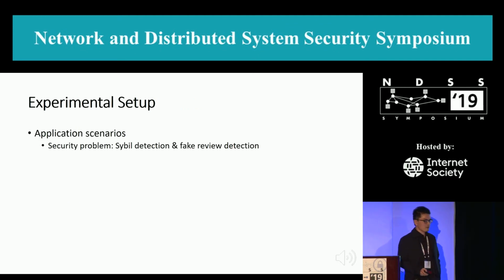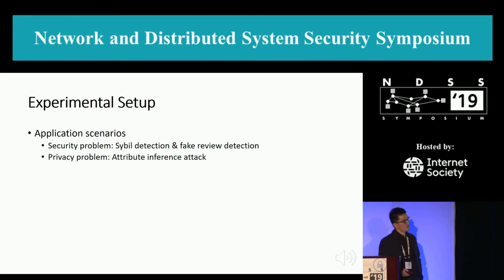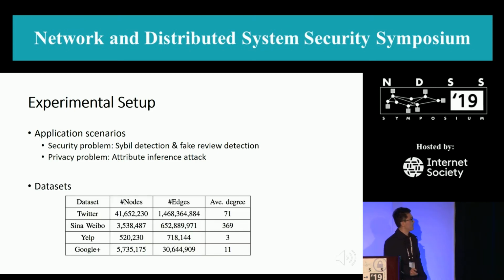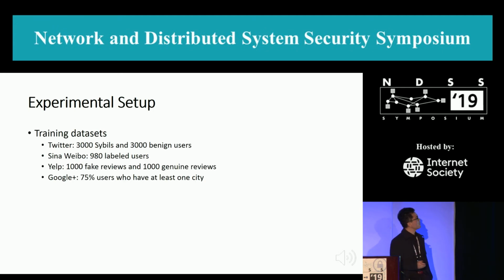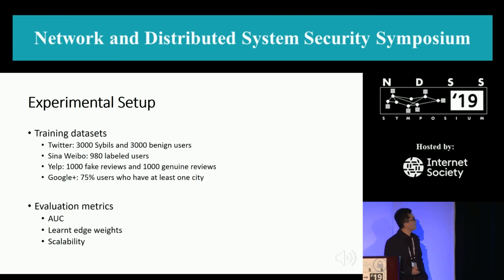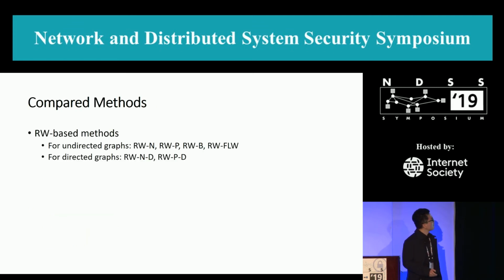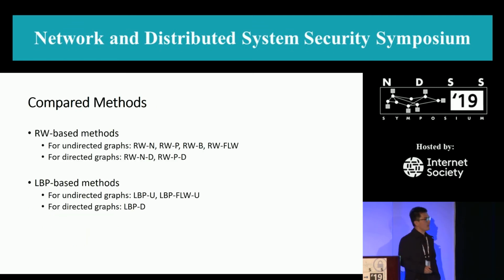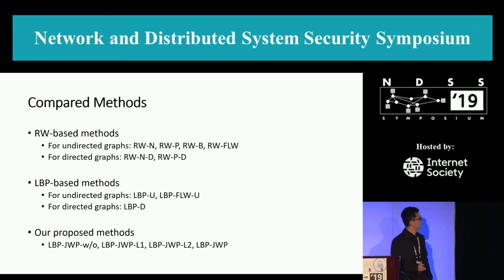The evaluation. For application scenarios, we use two security problems and one privacy problem. The security problems are Sybil detection and fake review detection, and the privacy problem is attribute inference attack. We use 4 real-world large-scale data sets, and we have the training data set. We also use 3 evaluation metrics. We compared with state-of-the-art random walk and LBP-based methods for undirected graphs and directed graphs.